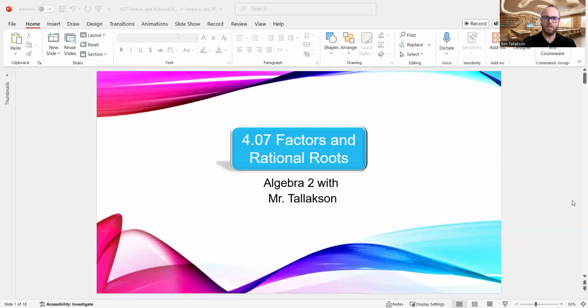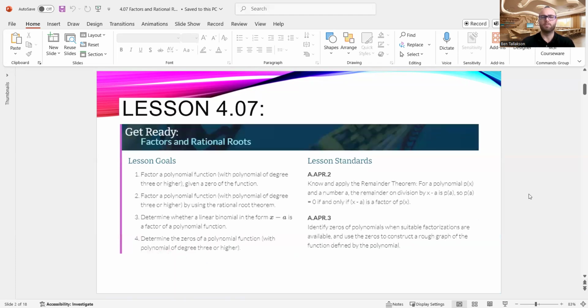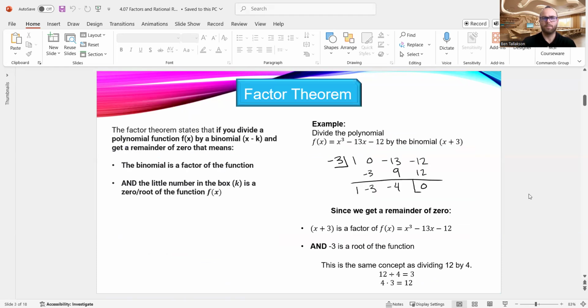Here we go, another day in Unit 4, 4.07, Factors and Rational Roots. You've learned about factors and rational roots, but we're putting different things together today with the ultimate goal being to factor polynomial functions. So we're going to use that, and we're going to use the rational root theorem to help us. Let's start with the factor theorem.